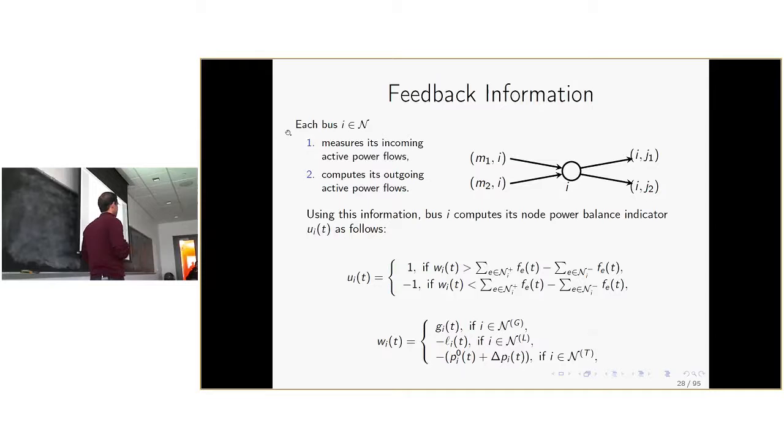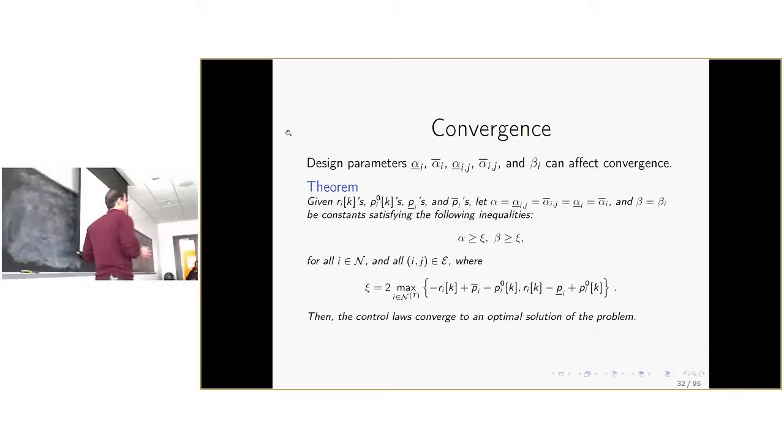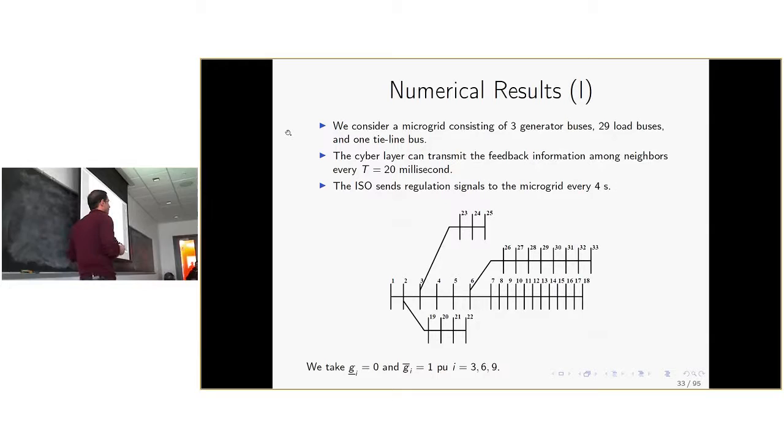Okay, let's move on. We have some design parameters. We need to select the values of those design parameters such that the system and the controller converge. So we have some theoretical results, and we prove that if the design parameters satisfy certain conditions, the algorithm will converge. Now we have some numerical results for the IEEE 33 bus system.